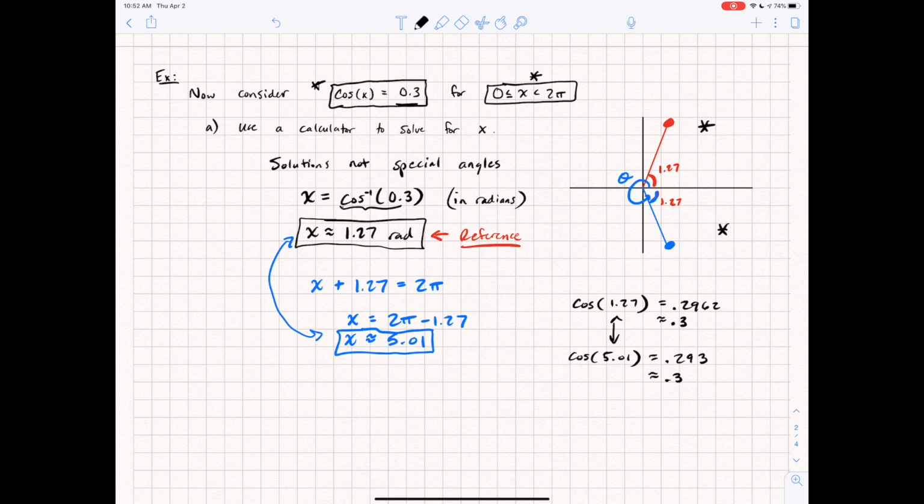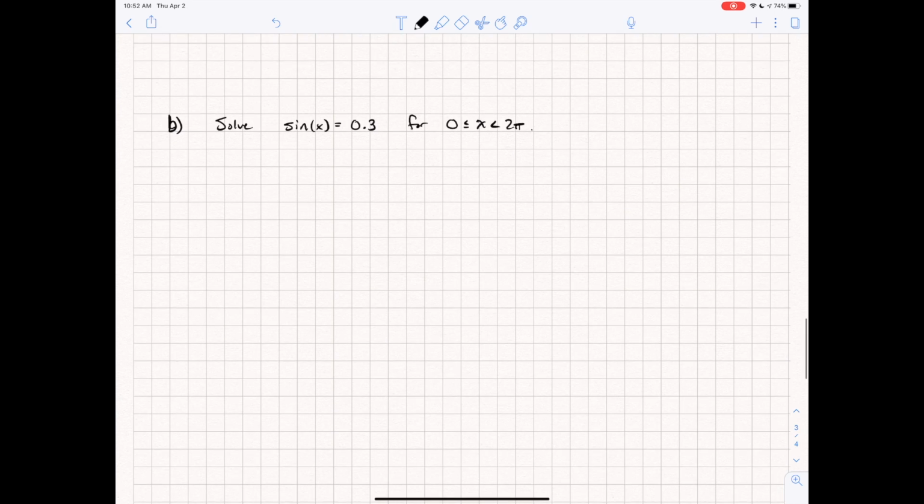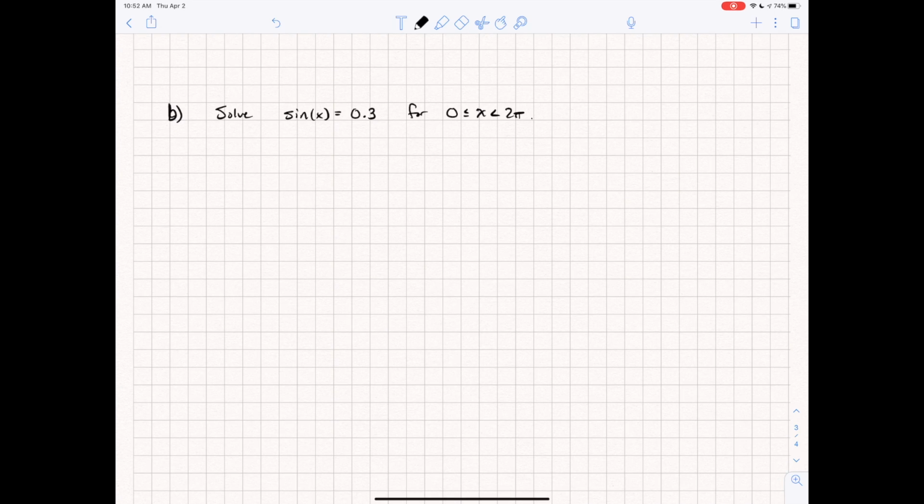All right, well, let's take a look. I've got one more final example to look at here. So what if I have sine of x is equal to 0.3? And I want to go through and solve this problem. Specifically, I want to find all angles from 0 to 2 pi, where if I was to plug them in, sine would give me 0.3 as a solution, like what we just did for cosine.